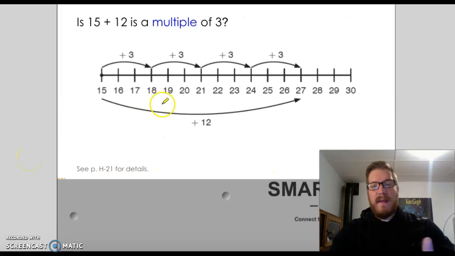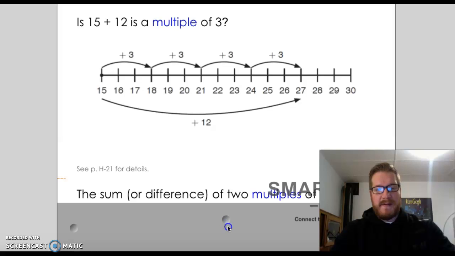Now, here's the interesting thing. If I do this repeated addition and I generate multiples of 3, I can sort of skip that and say, well, I know that 3 fours are 12, so I wonder if I just add 12 to 15, am I going to end up with another multiple of 3? And the answer is yes. If I start with a multiple of 3 and I add another multiple of 3, I'm going to finish off at a third multiple of 3, which is kind of a neat thing. That also works for subtraction.